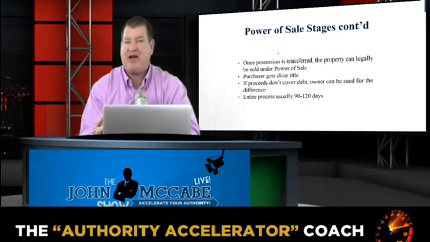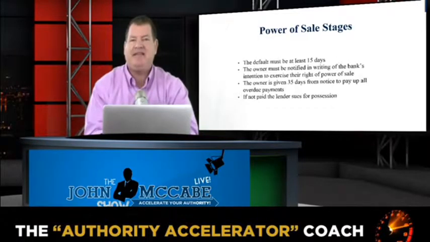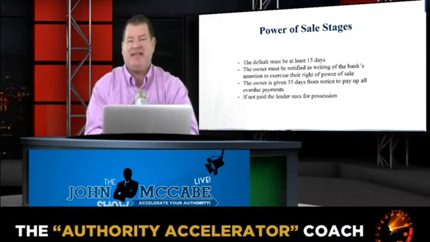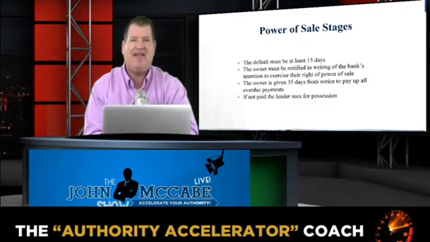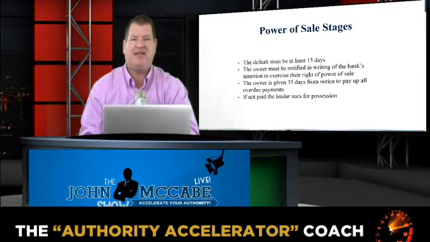Now, the stages of the power of sale include: the default must be at least 15 days, so 15 days with default in the payments. Now, the owner must be notified in writing of the bank's intention to exercise the right of the power of sale. Now, the owner is then given 35 days from notice to pay up all the overdue payments. Now, if it's not paid, the lender sues for possession. Now, once possession is transferred, the property can legally be sold under the power of sale.